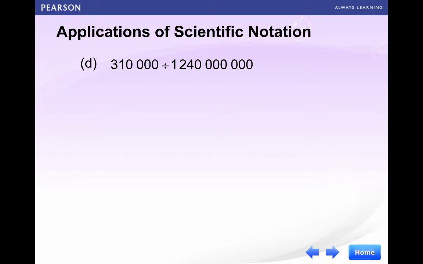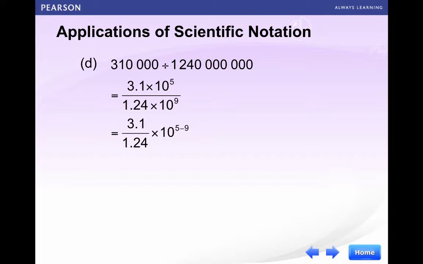And part D is a division. We first express these numbers in scientific notation, and we use a fraction to do so. We get 3.1 over 1.24, and the powers are 10 to the power 5 divided by 10 to the power 9, so it will be 10 to the power 5 minus 9. So it will be 2.5 times 10 to the power negative 4.